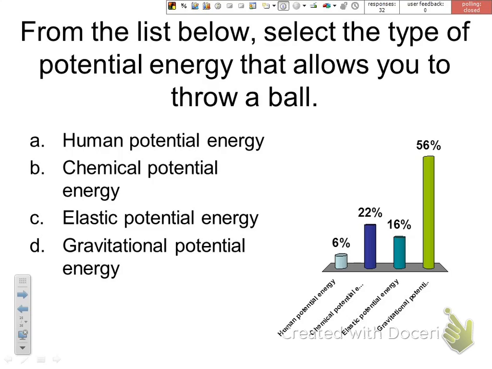Where do you get your energy from? From food. Okay? You get your energy from food, which is what type of energy? Okay? So that's why chemical potential energy. Okay, the key is allows you to throw a ball. If we said what allowed the ball to fall, that would be gravitational potential energy. Okay? But the key is finding the energy.